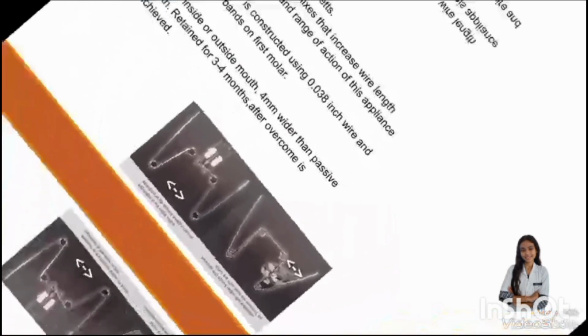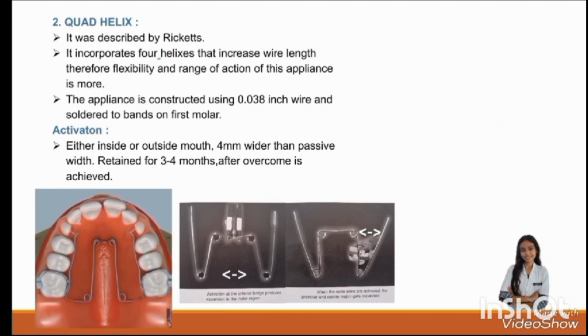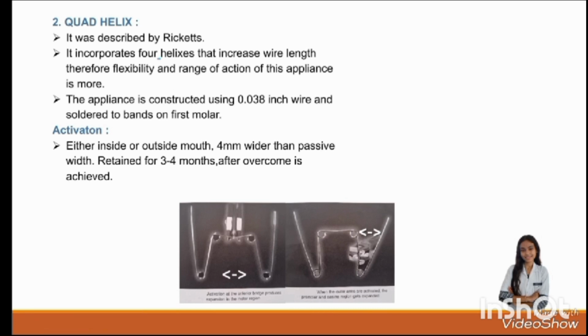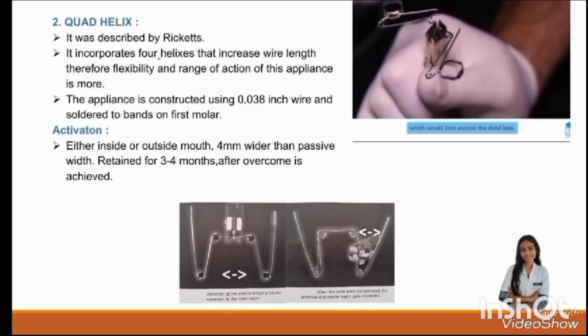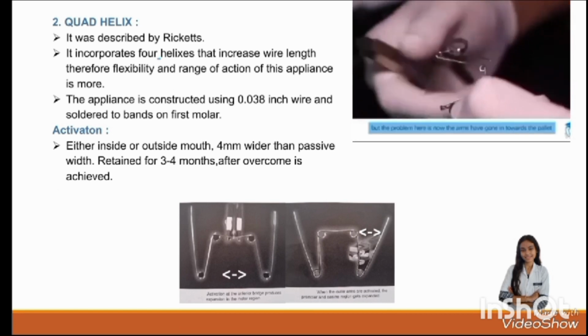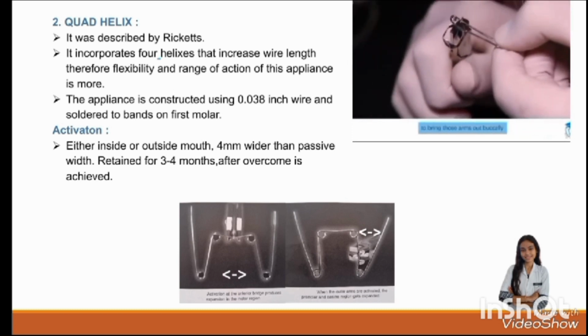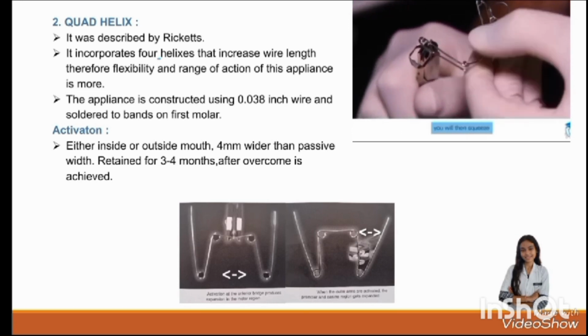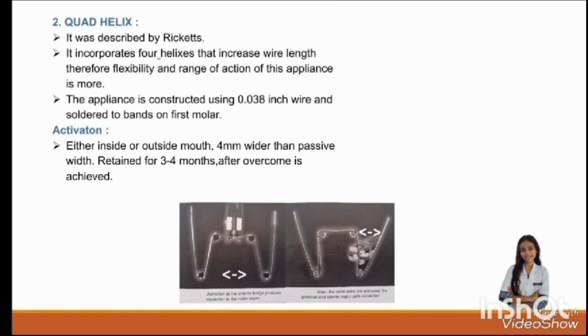Second is the quad helix. It was described by Ricketts. It incorporates 4 helices that increase wire length, and therefore flexibility and range of action of this appliance is more. This appliance is constructed using 0.038 inch wire and soldered to bands on the first molar. Activation: either inside or outside the mouth, 4 mm wider than the passive width. Retained for 3 to 4 months after the outcome is achieved.